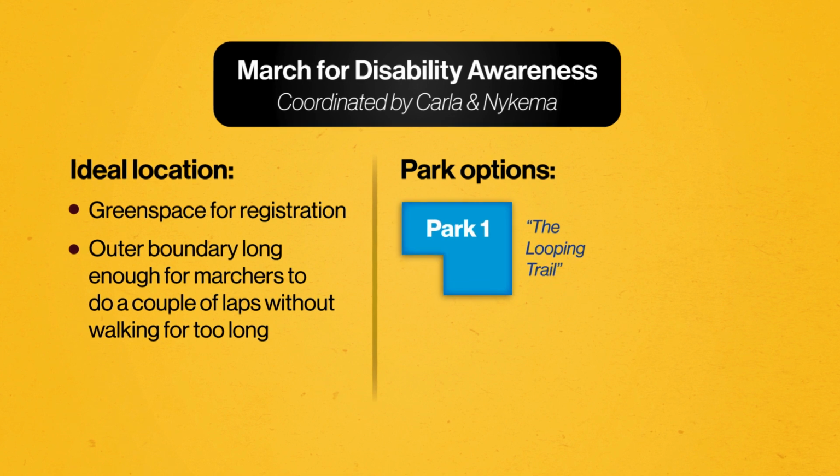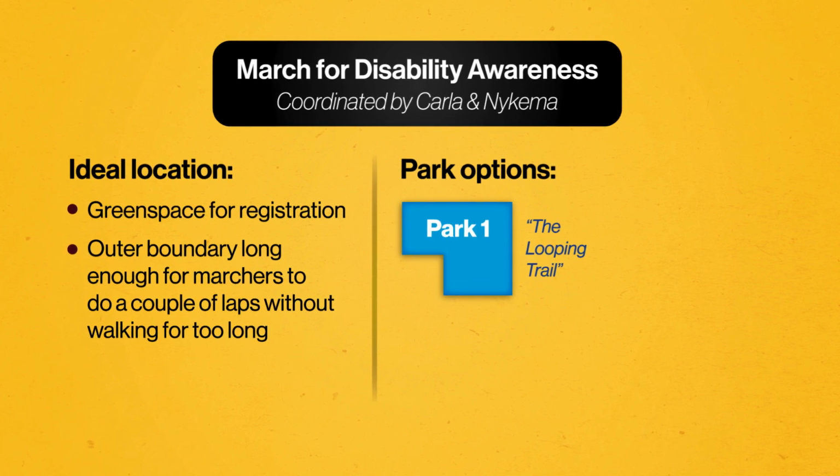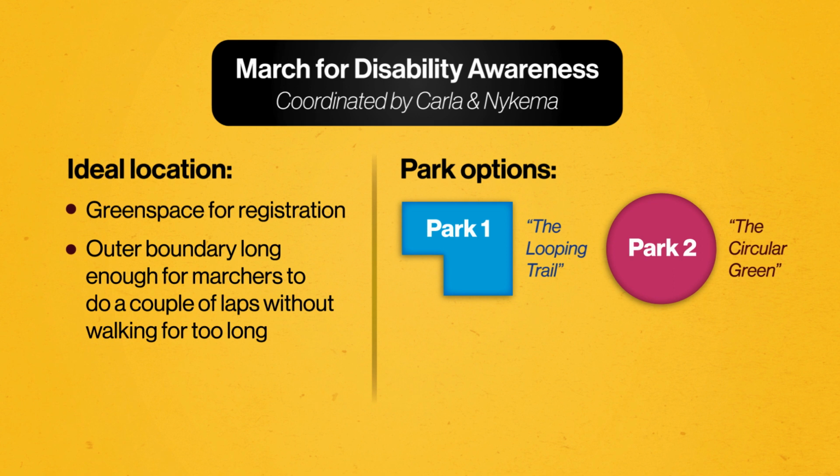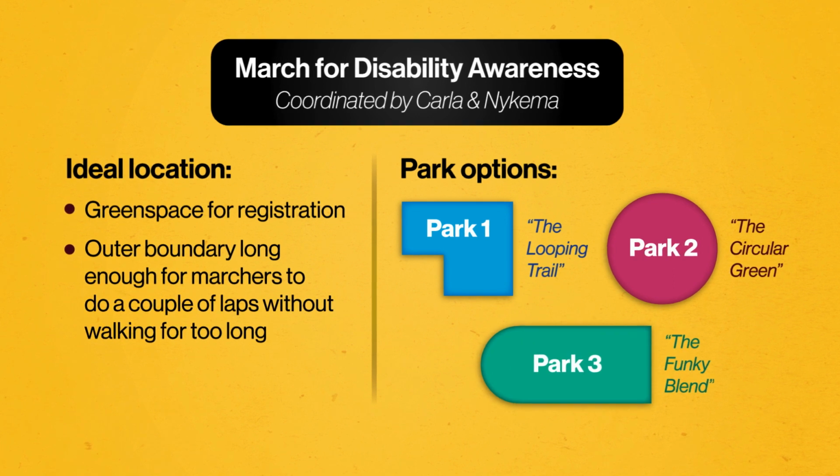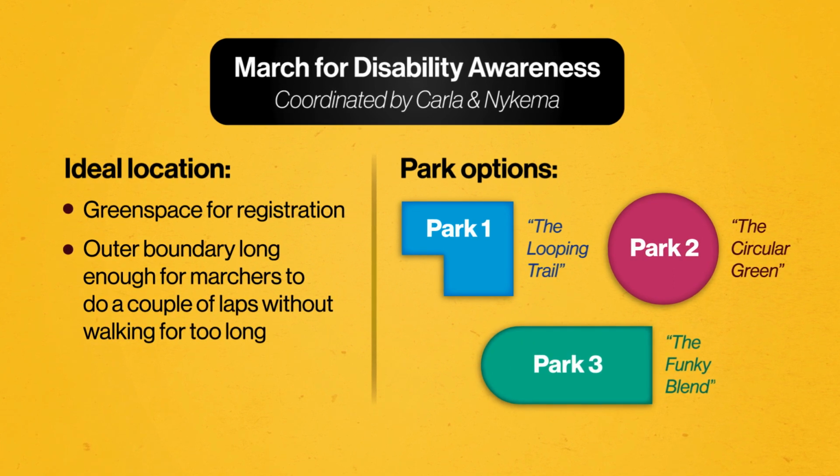A park with a trail that loops around rectangular green spaces, a park with a green space in the shape of a circle, and a third park that seems like a funky blend between the shapes of the other two. Since all 3 parks have a green space, Naikima and Carla need to find the distance around each of the parks to make their final decision.